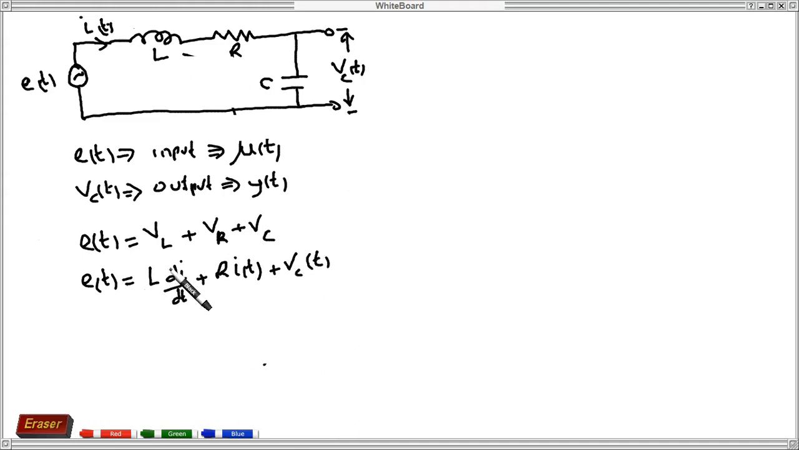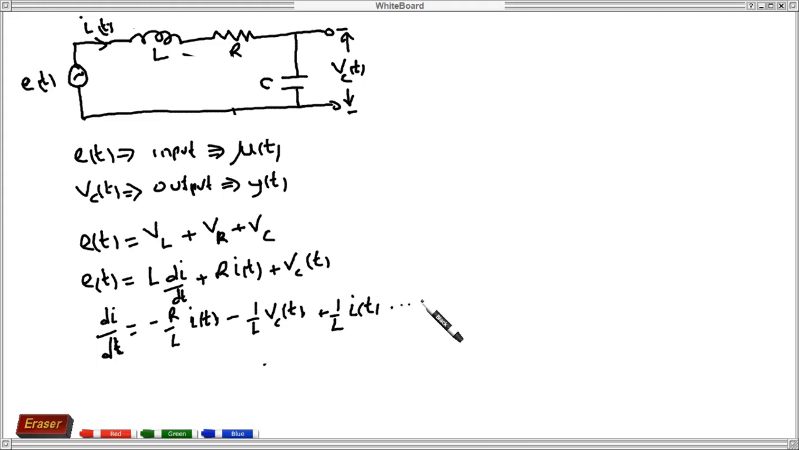We can rearrange these to form a first order differential equation in terms of the current as di/dt is equal to, so we take all these terms to the left and we get negative R over L I of t minus 1 over L VC of t plus 1 over L E of t. You can call this equation 1.